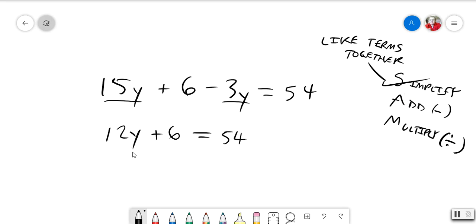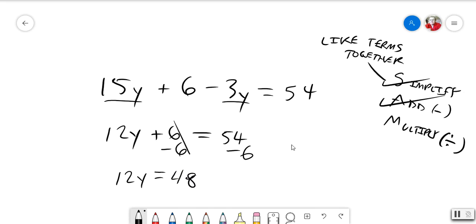Add. I want to get the y by itself. The 6 is added to it, so I subtract from each side. That cancels out, and that gives me 12y. 54 minus 6 is 48. We've done the A part of SAM. Last, we do division.